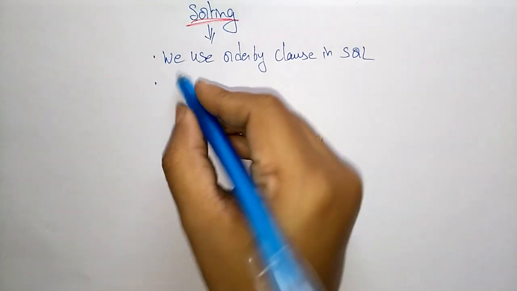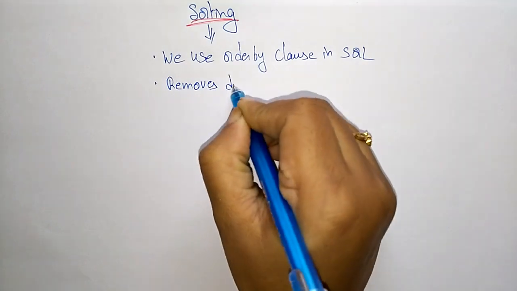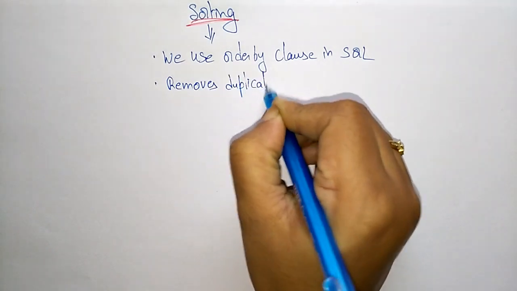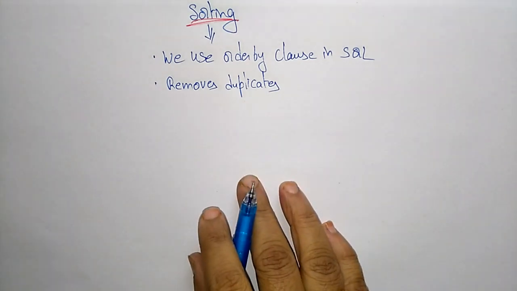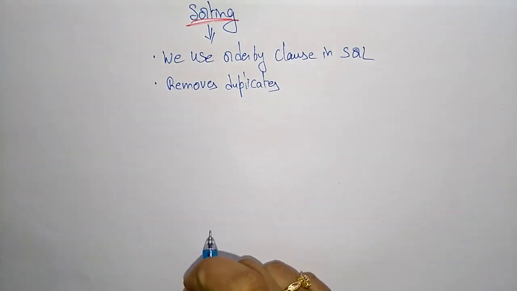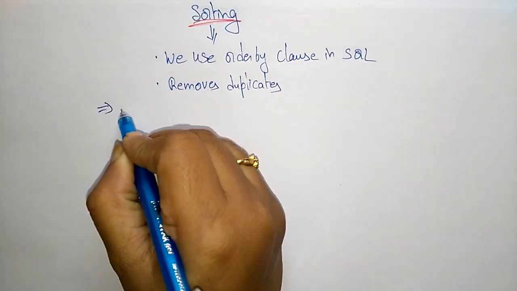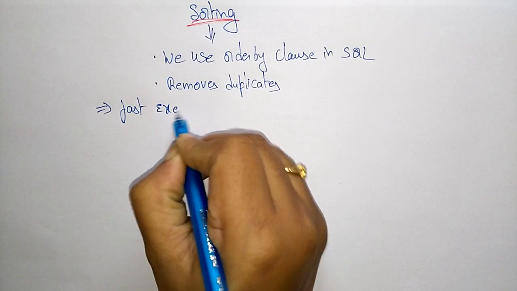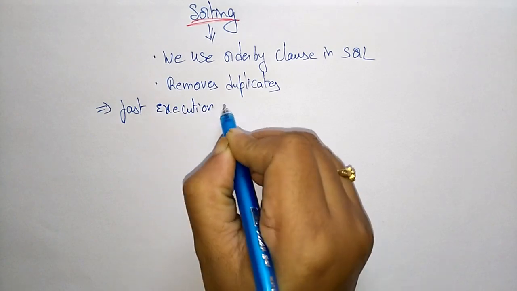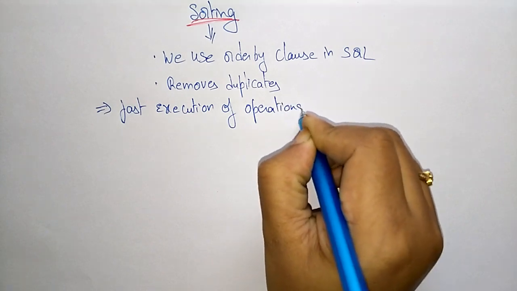Okay, and this sorting also removes duplicates. Whatever duplicate values are present in the database tables will be removed with the help of this sorting. So why are we using sorting? Sorting is used for quicker execution of operations. For fast execution of operations we will use sorting.